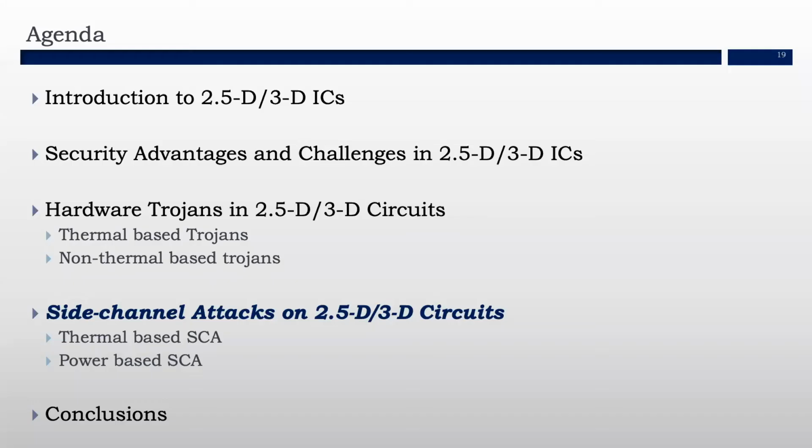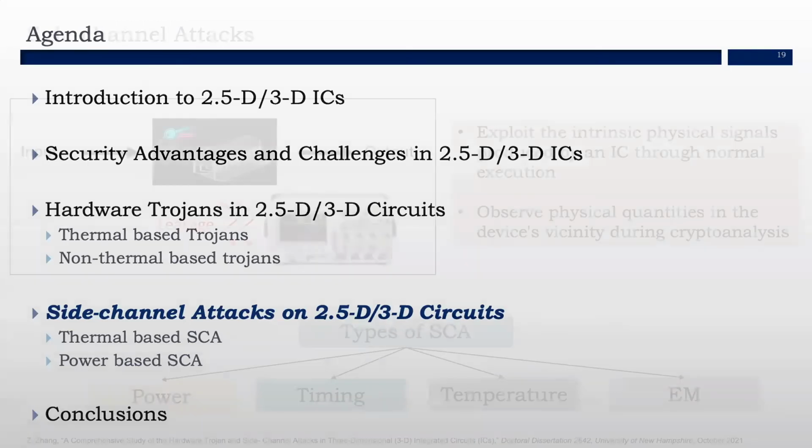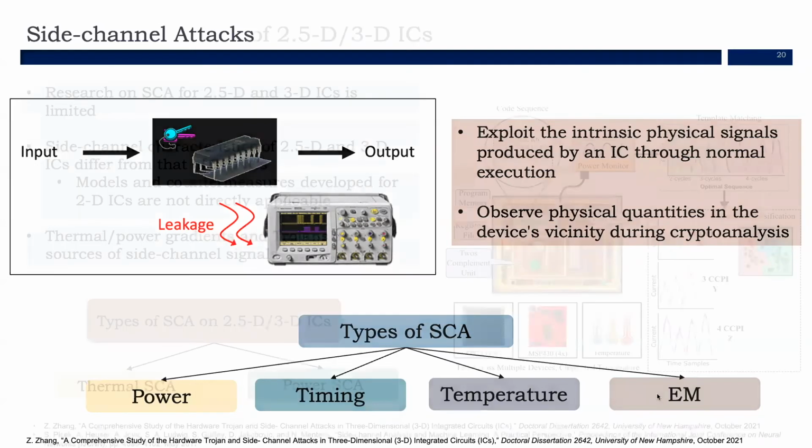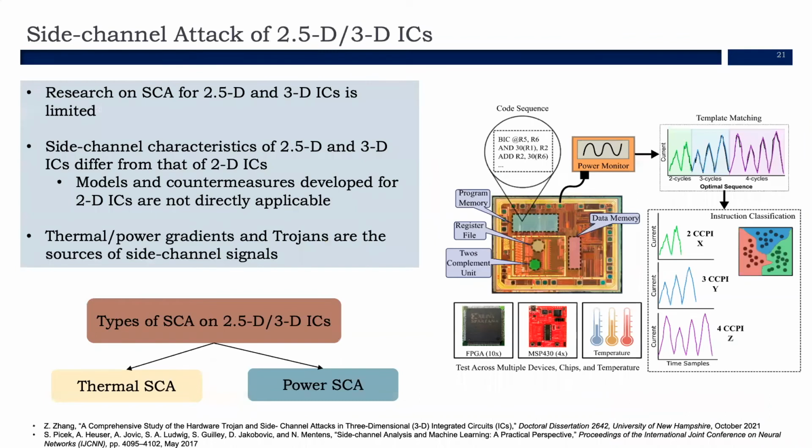Coming to the side channel attacks on 2.5D and 3D circuits, a side channel attack consists of exploiting the intrinsic physical signals produced by an IC during normal operation. Side channel analysis can be broadly classified as power, timing, temperature, and EM based analysis. In 2.5D or 3D ICs, the research on side channel analysis is very limited, and the models and countermeasures developed for 2D ICs cannot be directly applied to 2.5D and 3D circuits.